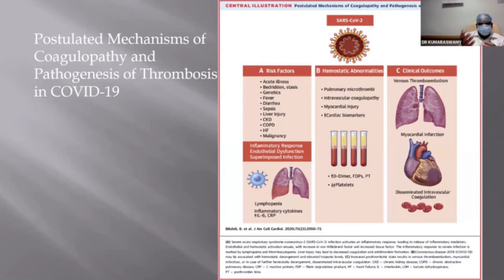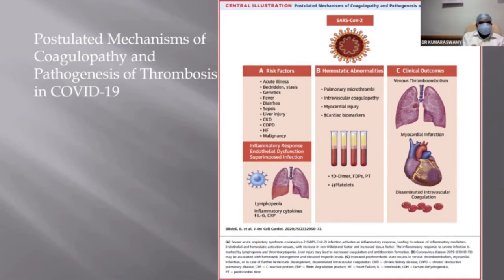The risk factors: acute illness, being bedridden, fever, diarrhea, sepsis, liver injury, kidney problems, COPD, heart failure, malignancy, and then inflammatory response, endothelial dysfunction, and superimposed infection. All these lead to hemostatic abnormalities in our body, like pulmonary microthrombi, intravascular coagulopathy, myocardial injury, and increased cardiac biomarkers, as well as increased D-dimer, fibrin degradation products, prolonged prothrombin time, and decreased platelet count. This leads to venous thromboembolism, myocardial infarction, and DIC. I think this is one of the worst complications in COVID patients. The mortality is because of this DIC, and the second is myocardial infarction.